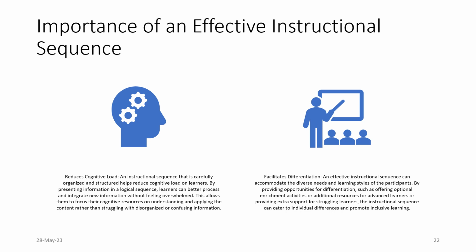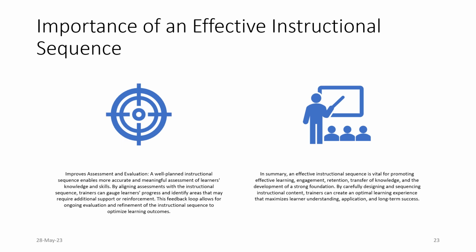Facilitates differentiation. An effective instructional sequence can accommodate the diverse needs of learners' styles. Okay, so as we can see, learners have various kinds of learning styles. So when we have an organized and effective instructional sequence, we could accommodate the diverse and various needs of our learners.